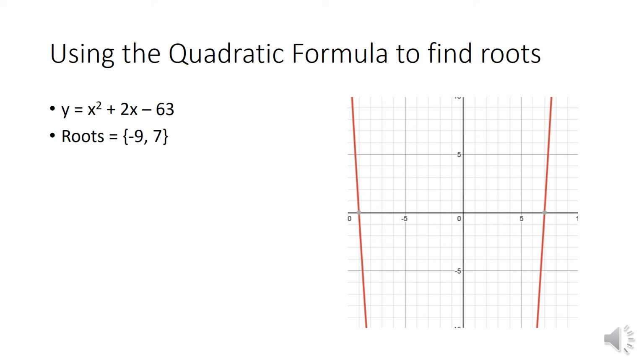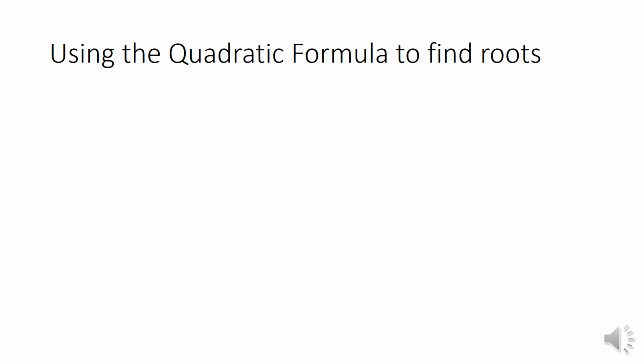All right, so here I've graphed that equation. I've set y equal to it, and we can see that that quadratic parabola intersects the x-axis, which is where y is equal to 0, whenever x is equal to negative 9, and when x is equal to 7.